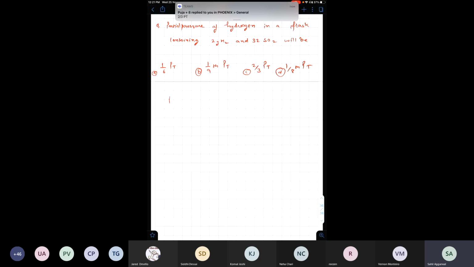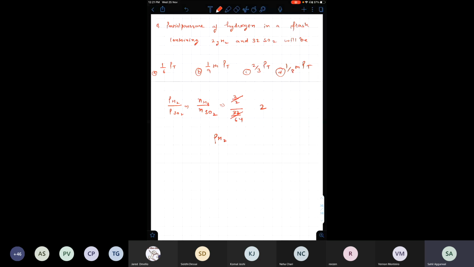Partial pressure of hydrogen divided by partial pressure of SO2 will be equal to moles of hydrogen divided by moles of SO2. This we have discussed in the last class only. This will be given weight upon molar weight, and this will come out to be 2. So P of H2 is equal to 2P of SO2.